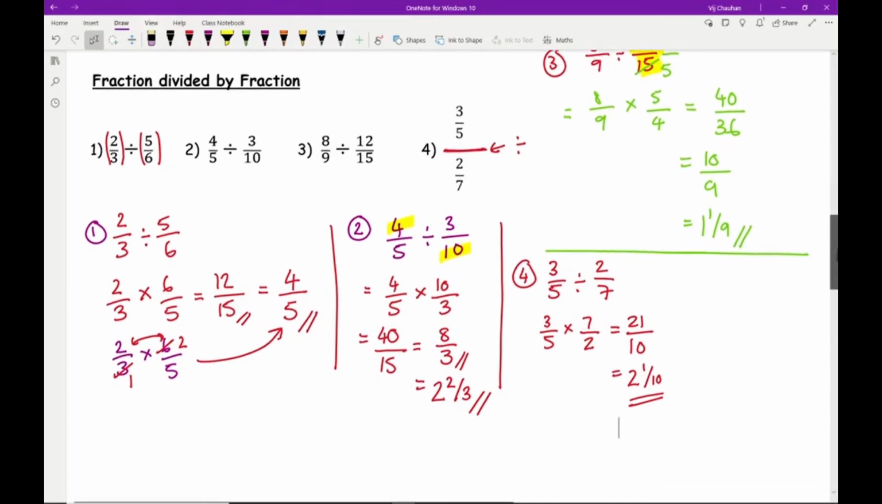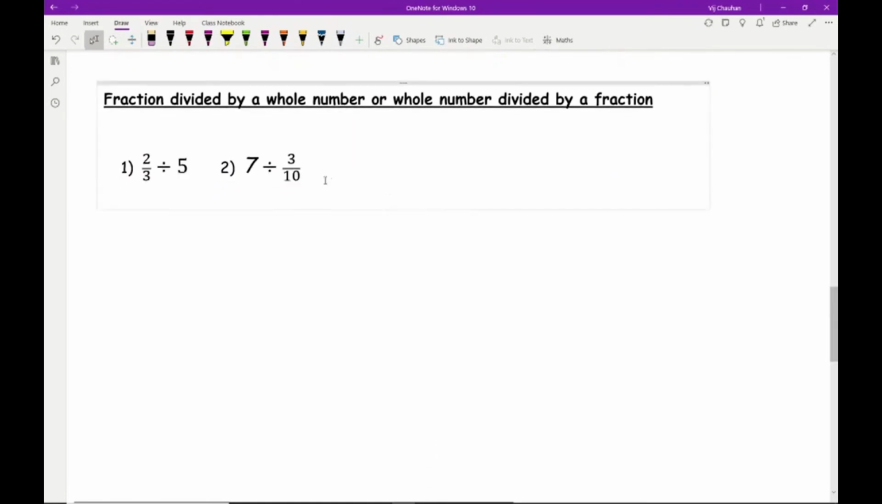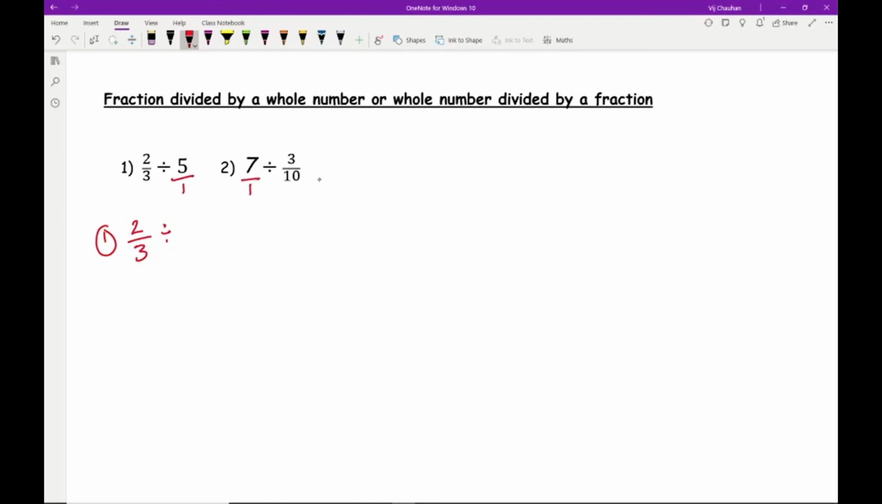So let's have a look at a different division question. This time let's have a look at when we're dividing a fraction by a whole number, or a whole number divided by a fraction. Now the good thing about this is it's the exact same technique as when you're multiplying a fraction by a whole number. So the first thing we want to do, when you have got a whole number, is convert it into a fraction by having it over 1. So I'm going to do it for both 1 and 2 already.